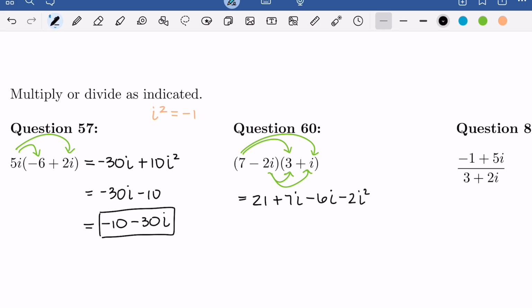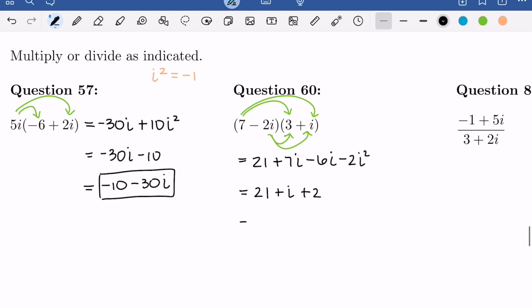So we can combine like terms and simplify. We have 7i minus 6i, so this just gives us 1i. And then remember, i squared is the same thing as negative 1. So this whole thing is going to be negative 2 times negative 1, which is positive 2. So our final answer in this case is going to be 23 plus i, like that there.